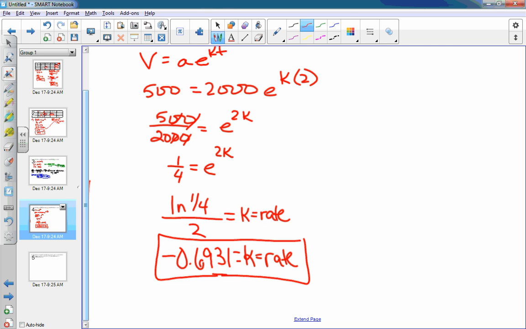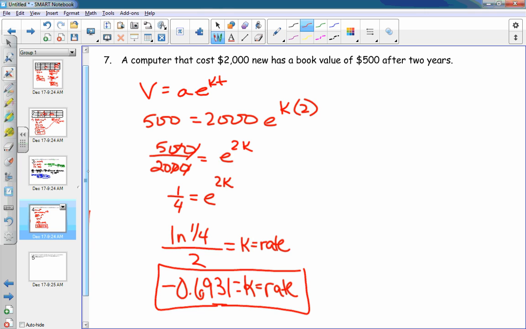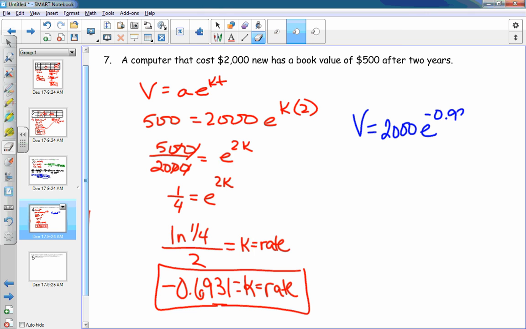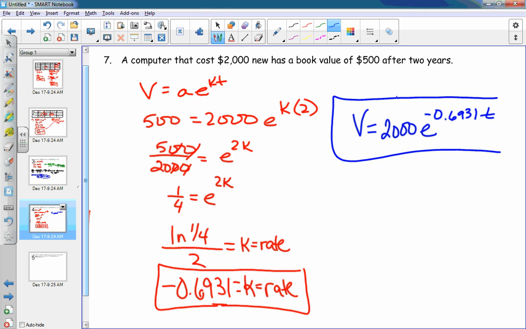So now what's my equation? My equation is going to be V is equal to $2,000 e to the negative 0.936931 times t. That's my equation. Do we all see that? Now I want you to compare the two equations. So what would you do to compare these two?